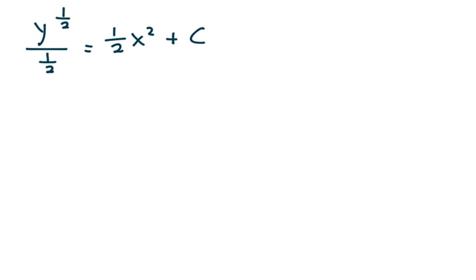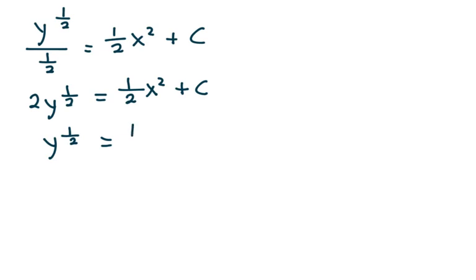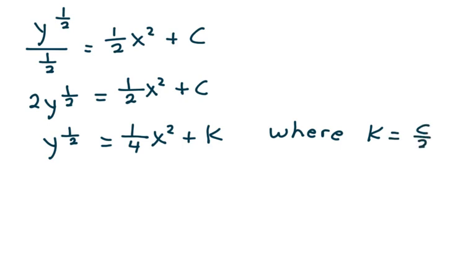Now, when you divide by 1/2, that's the same as multiplying by 2. So 2y to the 1/2 is 1/2 x squared plus some constant c. And I'm going to divide both sides by 2 to isolate y to the 1/2. So y to the 1/2 is 1/4 x squared plus some constant k, where k is equal to c over 2. Now, if I square both sides, I solve for y. So y will be 1/4 x squared plus k raised to the second power.